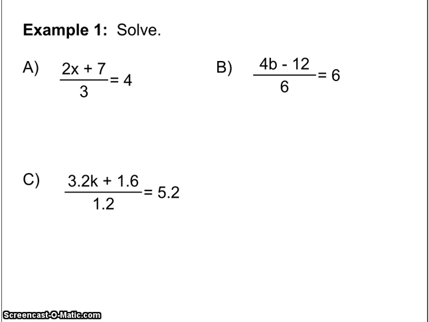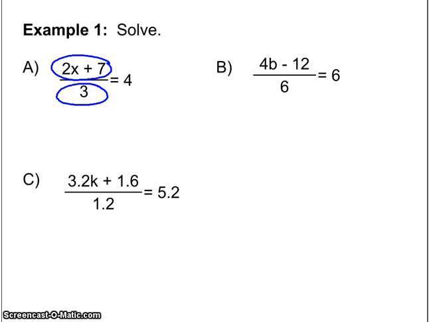Let's take a look. Letter A, we have (2x + 7)/3 = 4. So this is an algebraic expression, or fraction. Again, we have algebra, we have our variable there, and it's set up as a fraction. We have this numerator here, and we have this denominator here. And our numerator looks a little bit different than what we're used to, but doesn't change anything.